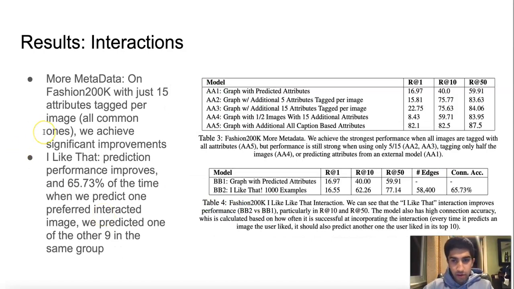When we incorporate interactions, we also see further improvements. For the more metadata interaction, with just 15 attributes tagged per image, we achieve significant performance improvements in recall at 1, slightly in recall at 10, and also recall at 50. The "I like that" prediction performance improves, and 65.73% of the time, when we predict one of the predicted interaction images, we also predict the others in the same group, showing that we can incorporate this interaction type.